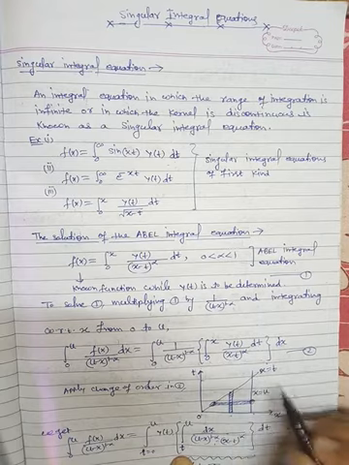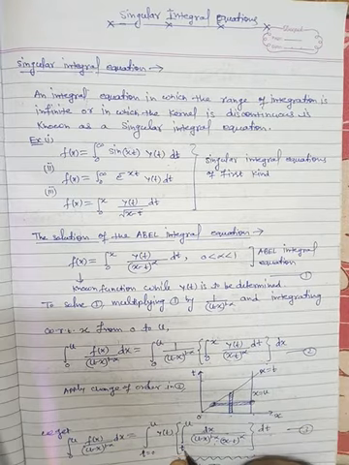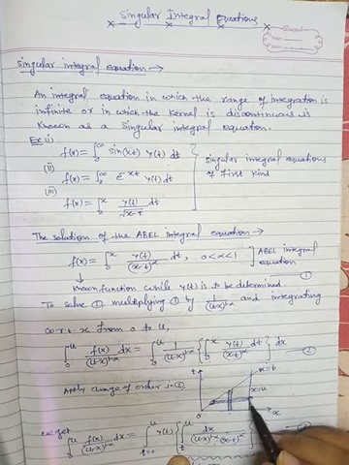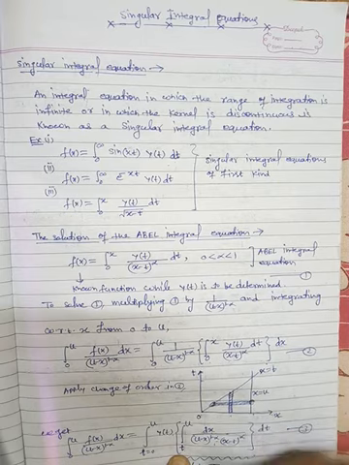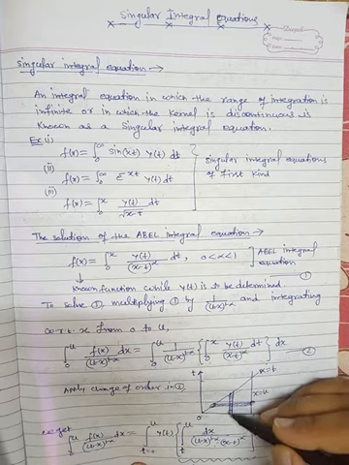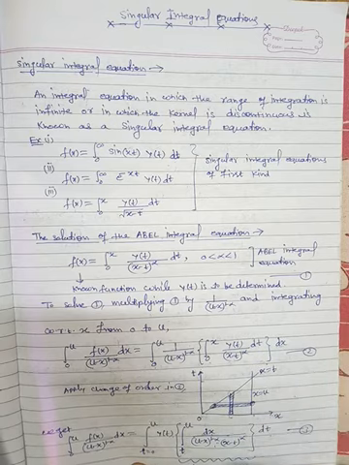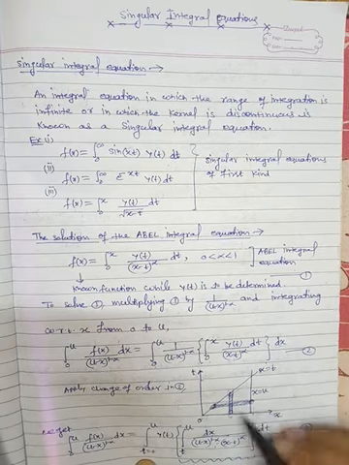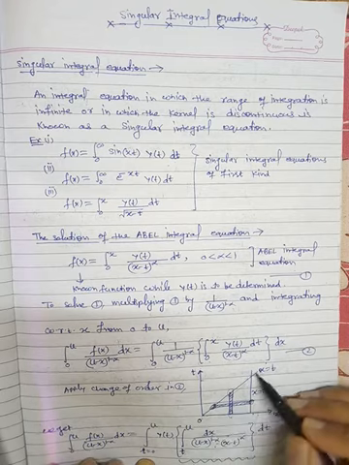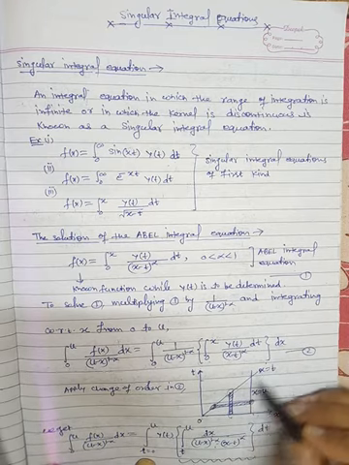Here on this line x is equal to t, so t is the lower limit. At this point x is equal to u, so this is the upper limit. Now the limit of t varies from here to here, that means here t is equal to 0 and here t is equal to x.